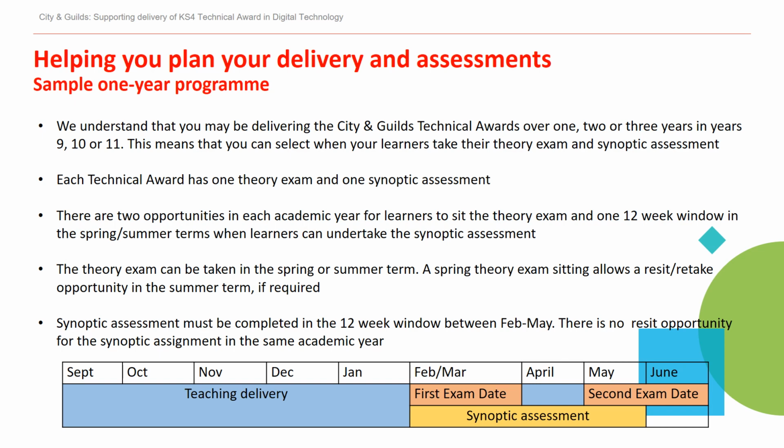The second sitting is in May or June, and the results of that will be released to the centre in August alongside the remaining GCSE qualifications for that year for other exam boards. So just to clarify, please be aware that there is no opportunity for a resit for the synoptic assignment in the same academic year.